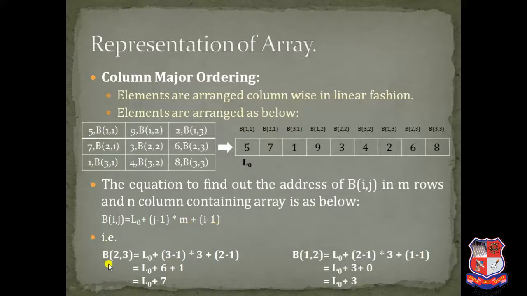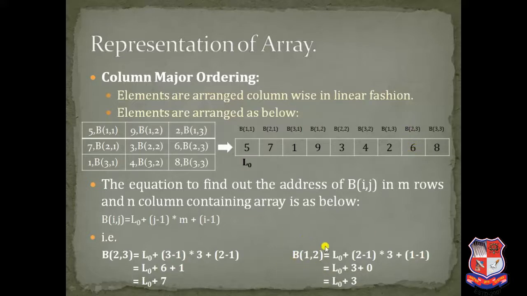For example, if I would like to find the address of B23 in column major ordering, I can calculate it like this, and the address of B23 is L0 plus 7. It says that if I move 7 memory spaces from the base address, then I get B23. So let's check it out. This is my L0. Let us move 7 positions: 1, 2, 3, 4, 5, 6 and 7. Yes, it is B23 and it contains 6.